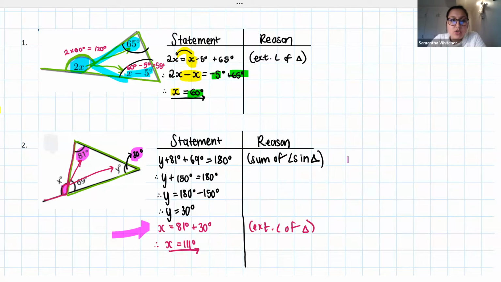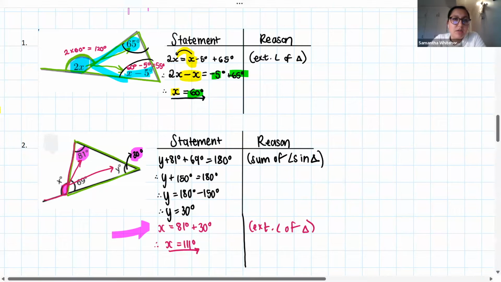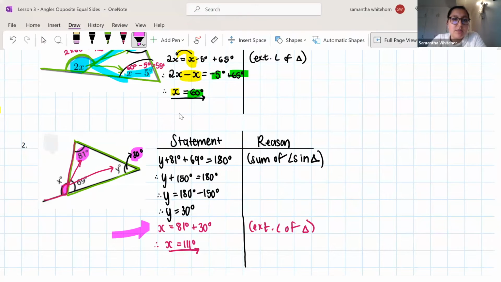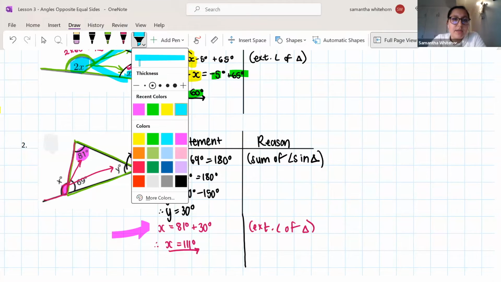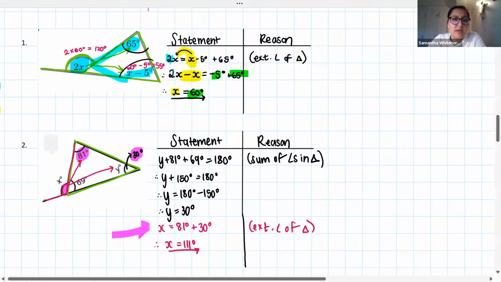Kamva, what about the 2? Kamva, I'm assuming you mean in question 1. So the 2 hasn't disappeared. The 2 is still there. Here's the 2. So there's the 2x.